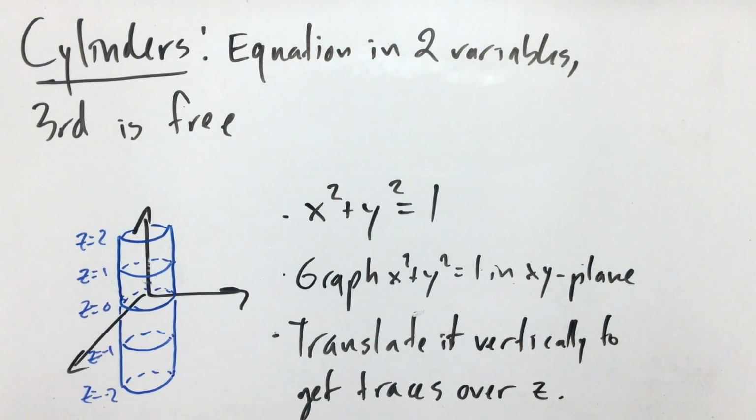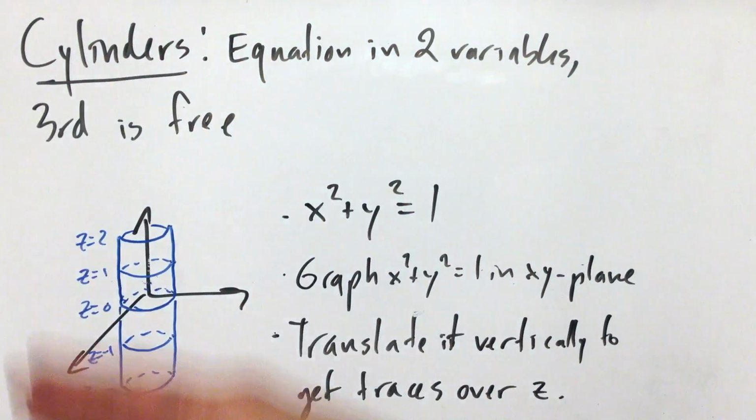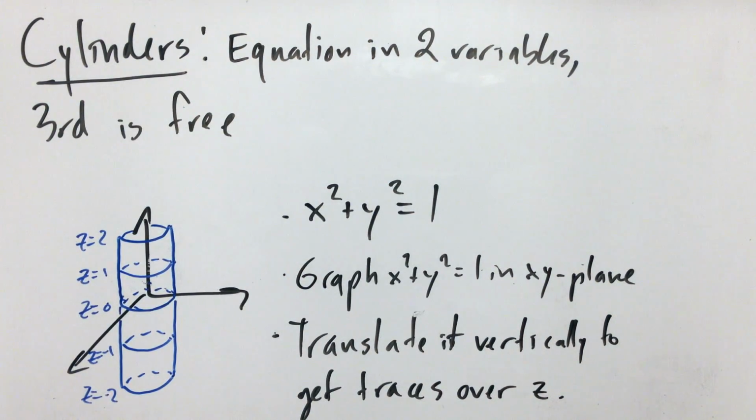Think about it for a second, but you should realize that the traces in the x direction or in the y direction are really not super interesting. Generally, they're just going to be lines. In this case, either one line or two lines, but nothing super interesting there. So that's the general idea for graphing a cylinder.